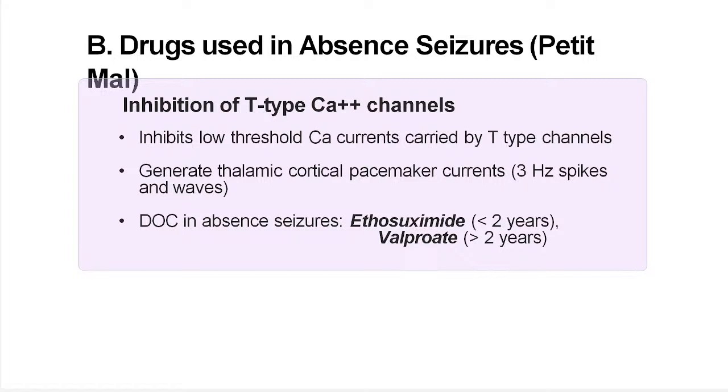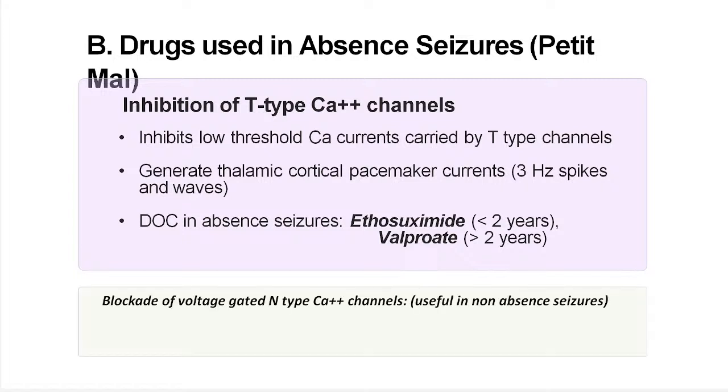But the problem with valproate is if it is given in children, specifically those less than 2 years of age, again less than 5 years of age, there is a rare chance of suffering fulminant hepatitis. Fulminant hepatitis, so that's a serious adverse event that can occur in very young children. So that is why valproate is not given for absence seizure in very young children. So there we can use ethosuximide.